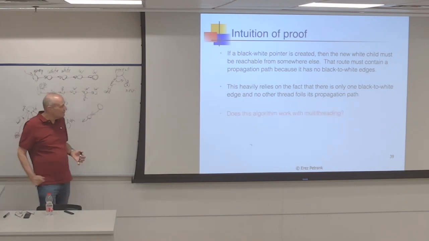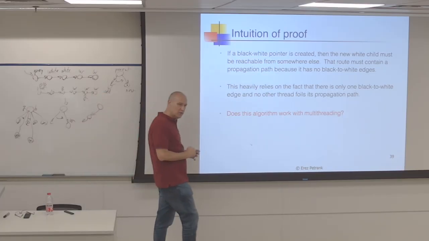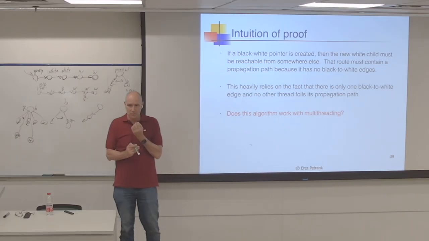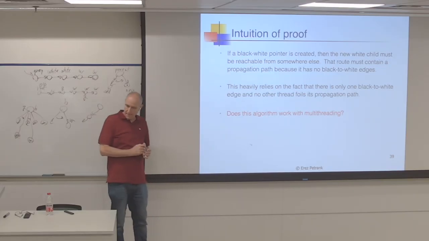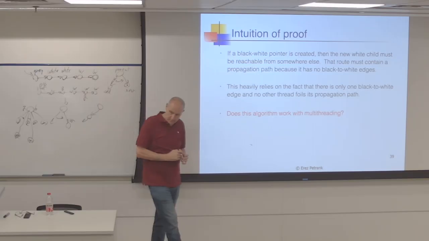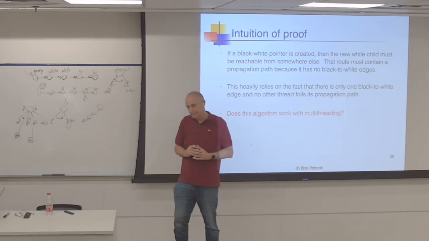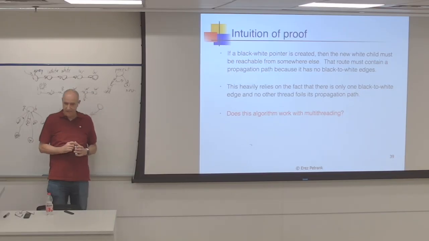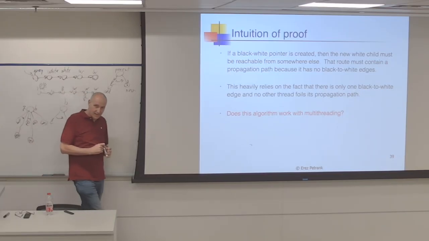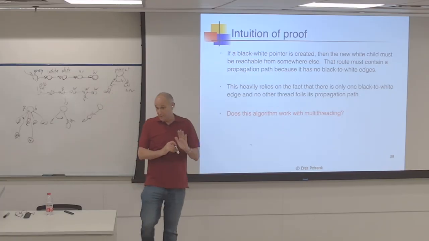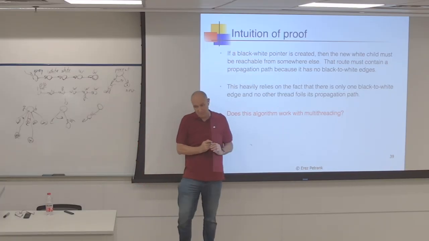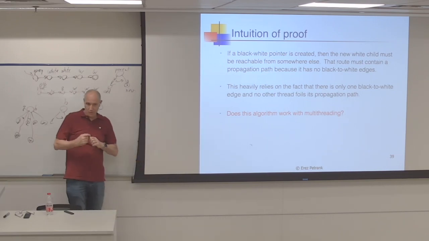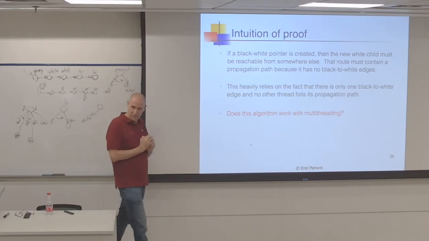Okay, so can you tell me if it will work with multi-threading, and if not, why? Even intuitively, what's the problem? Yeah. But if there are two mutator threads, it could happen that there are two black to white edges, and then everything falls apart because I agree the proof doesn't work, but what about the algorithm? Maybe the algorithm still works. So what will go wrong with the intuition?